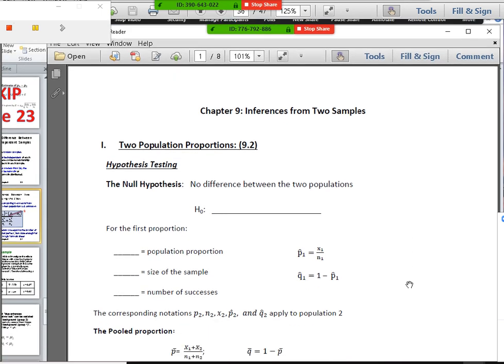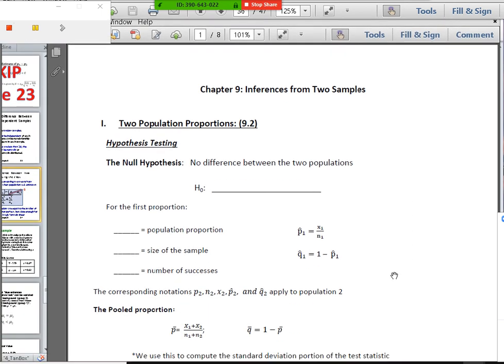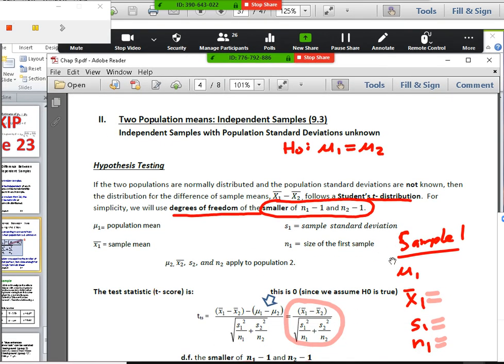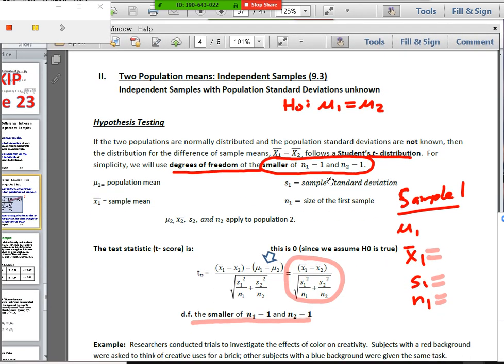That's fairly standard stuff. Then we're going to take a look at this. So we're going to fill this out. Ignore that one. We're going to fill this out. So my H0 for this is going to be mu1 equals mu2. That's our H0. And for degrees of freedom, we're going to use the smaller n minus 1.